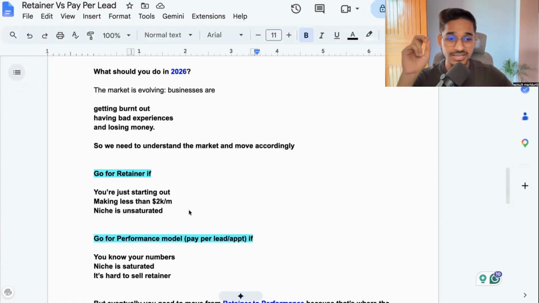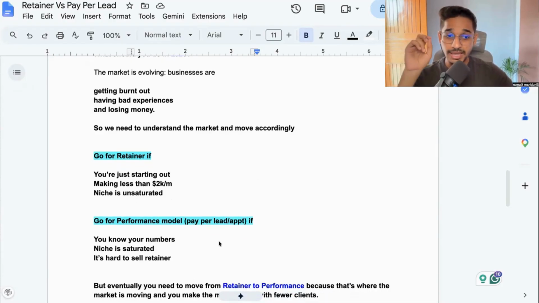Okay. And third, if the niche is unsaturated, it's easier to sell the retainer model because people have not been burned out. They do not understand the advertising too much. So you can just tell them that this is what we are going to do and this is our prices. And it is easier for you to charge retainer and get the retainer client in an unsaturated market. Okay. So if you meet these three criteria, you should go with the retainer model.